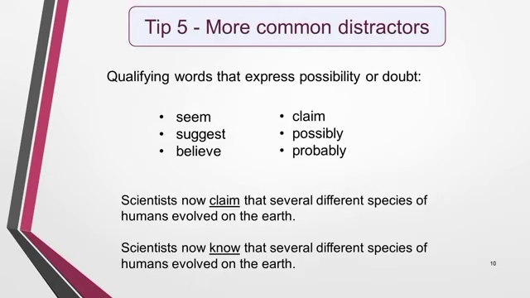Also be on the lookout for qualifying words that express possibility or doubt, such as seem, suggest, believe, claim, possibly, probably. Again, they can totally alter the meaning of a statement. For example, scientists now claim that several different species of humans evolved on the Earth. Scientists now know that several different species of humans evolved on the Earth.